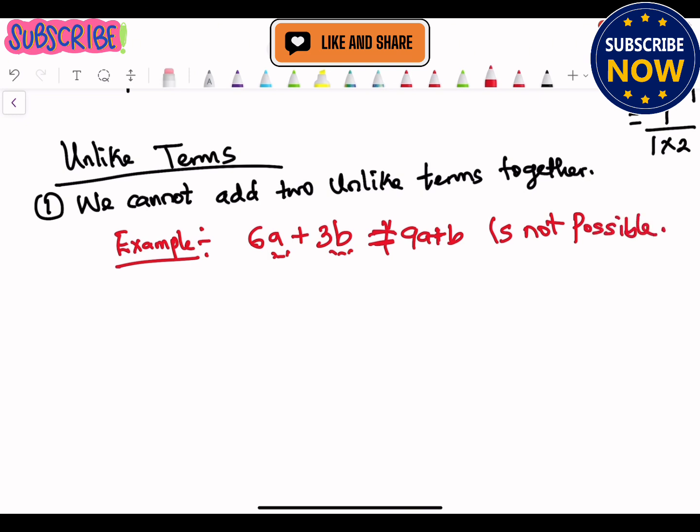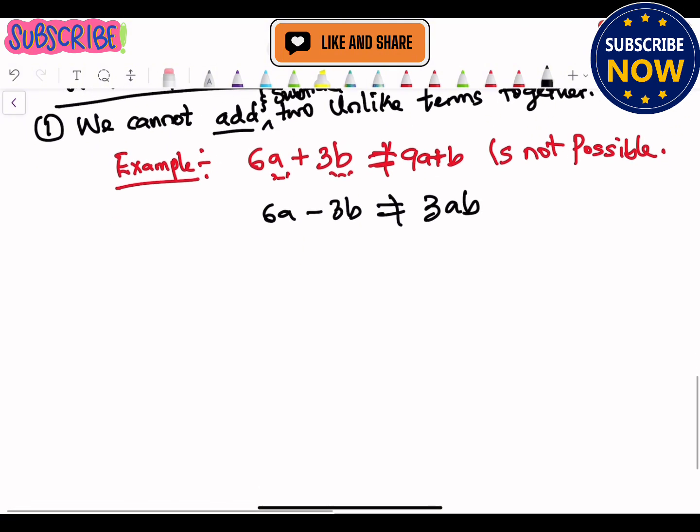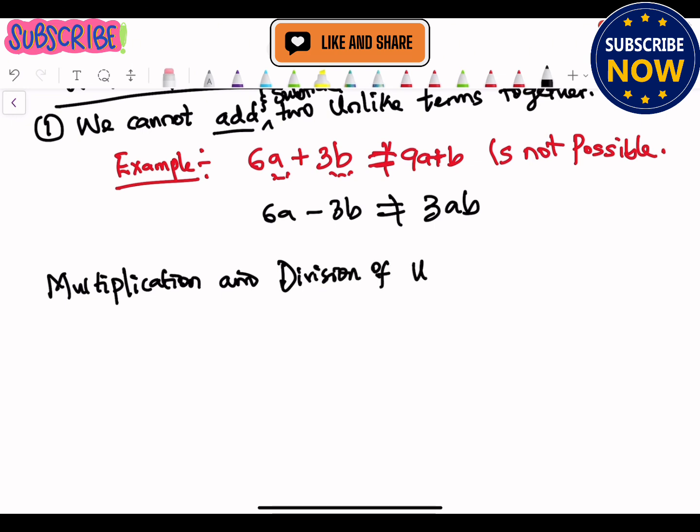But what can I do in this case? So also I cannot add and subtract. That is, 6a minus 3b is not equal to 3ab. So what else can I do? What I can do is multiply. So multiplication and division of unlike terms.